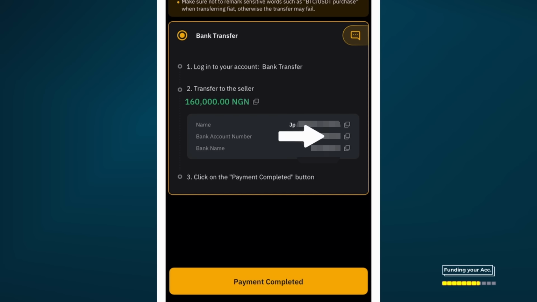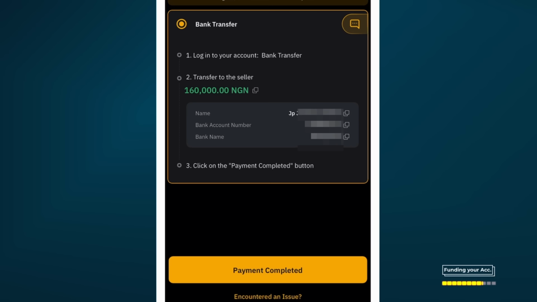Okay, so I'm going to copy his account number, then go and make this payment. Guys, when making payments, make sure you don't include any crypto related terms like USDT, Binance, Bybit, and the rest. Just write any other thing beside that, or if it's possible, not even write anything. So I'll go to my bank now to make the payment, and I have to make sure that I complete this payment within 15 minutes.